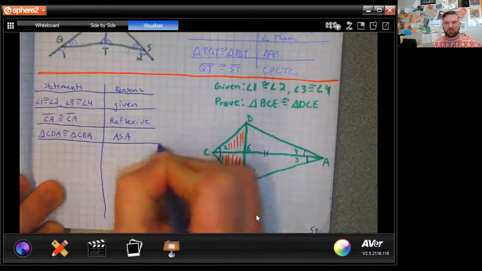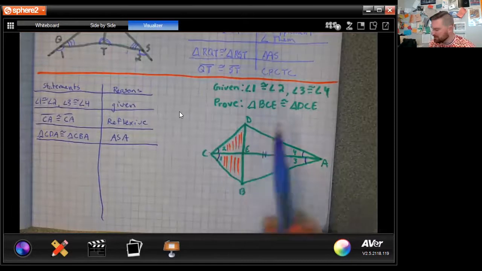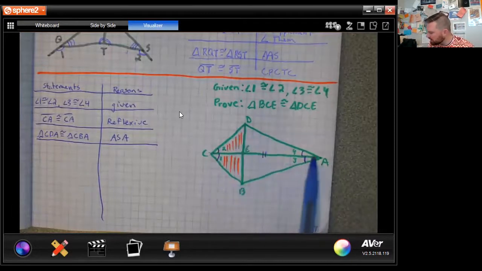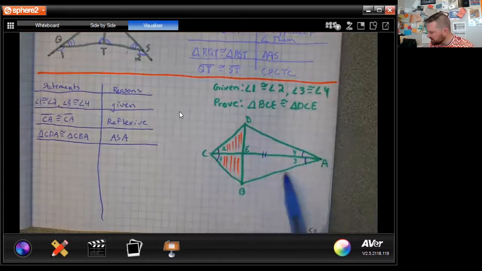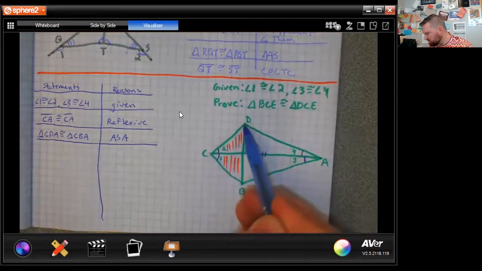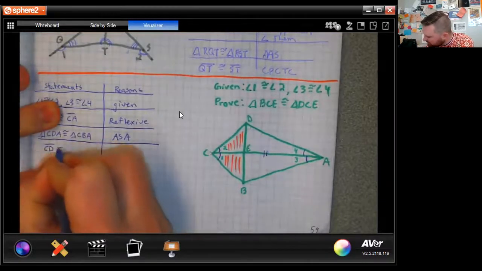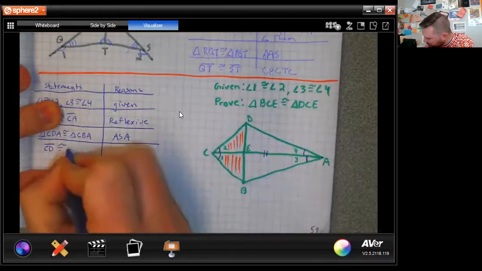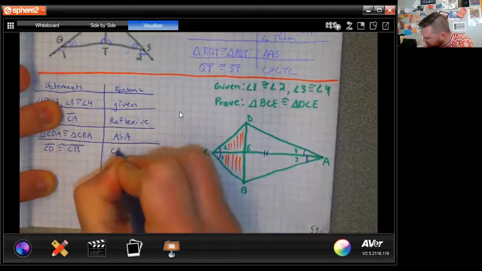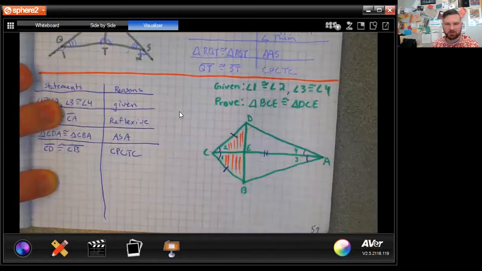Now you may be wondering, what does that do for me in this situation? Well, what that does is, now that these two large triangles are congruent, every part of them are congruent. So this side is congruent to this side, and this angle is congruent to this angle, and this side is congruent to this side. Well, this side right here is shared between those two red triangles. So now I know that CD is congruent to CB by CPCTC. That is the only way to prove that those two sides are congruent.